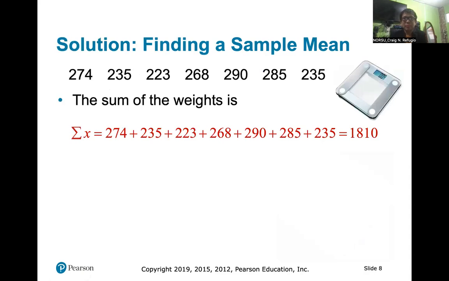So what you are going to do is add all the data given, and we call that the summation of x. So 274 plus 235 plus 223 plus 268 plus 290 plus 285 plus 235. So the total is 1,810. And that refers to summation of x.